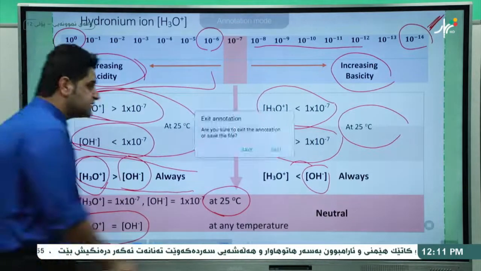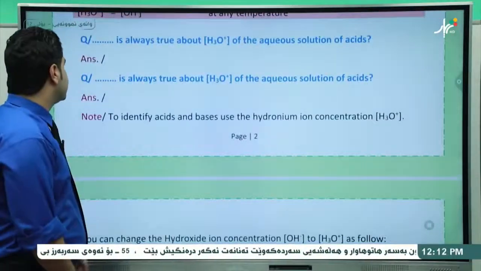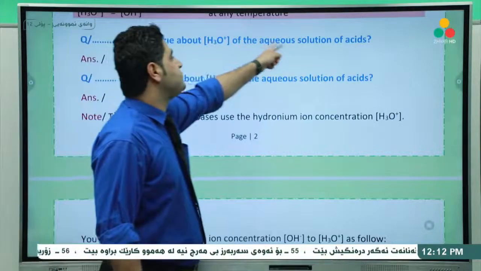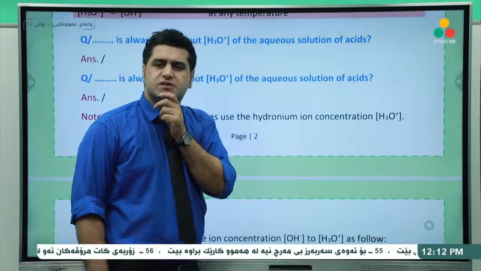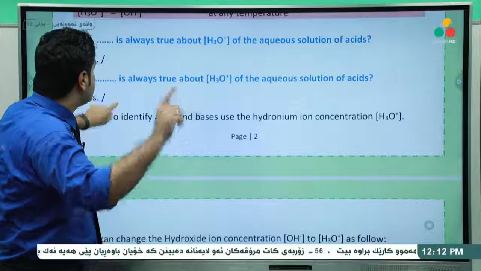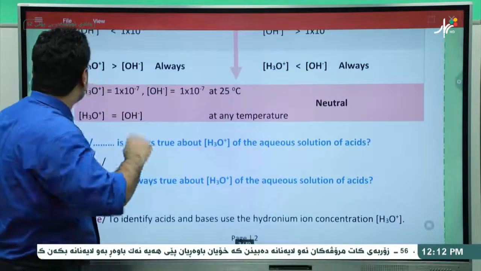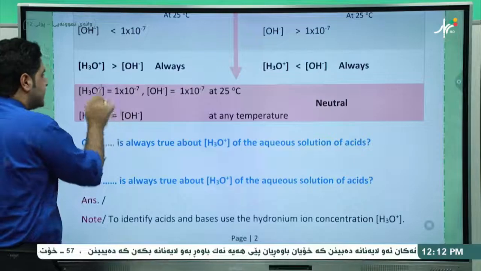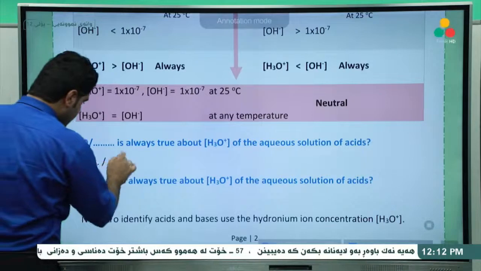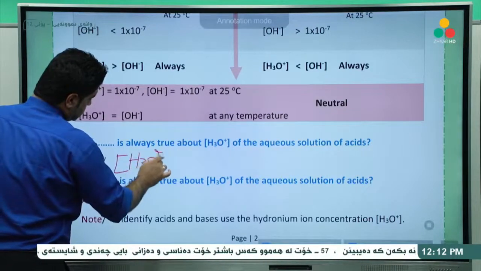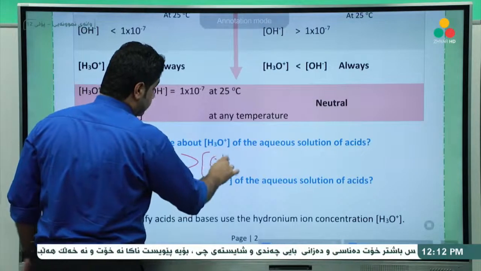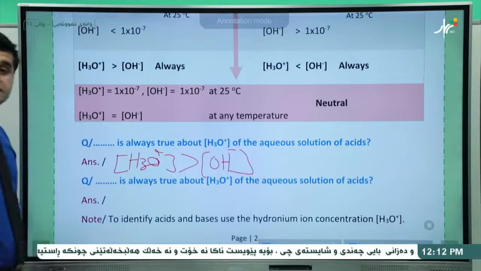Now, let's go through some questions about this chart, and you're going to get more idea about it. What information is always true of the aqueous solution of an acid? Look. Always H3O is bigger than the hydroxide ion concentration. So the answer is H3O is more than the hydroxide ion concentration. You see that?